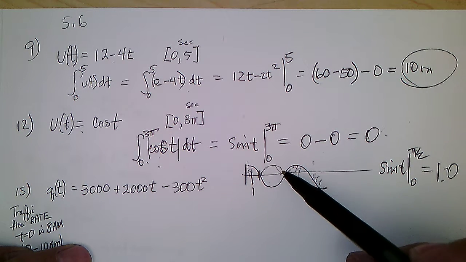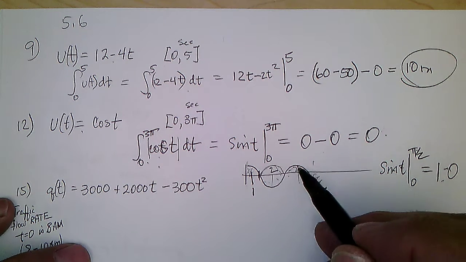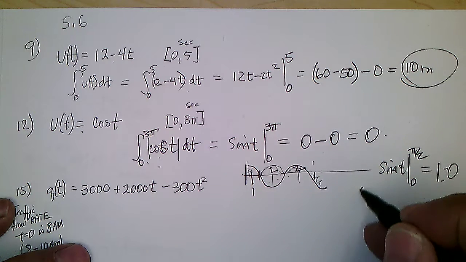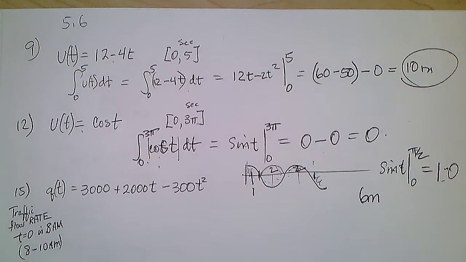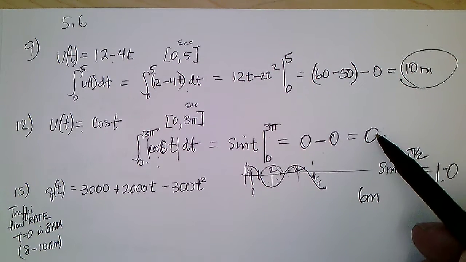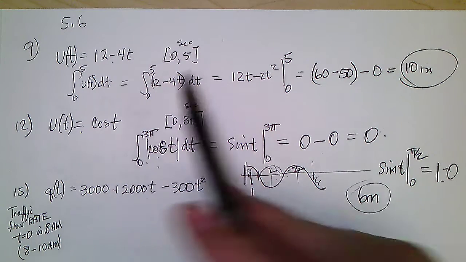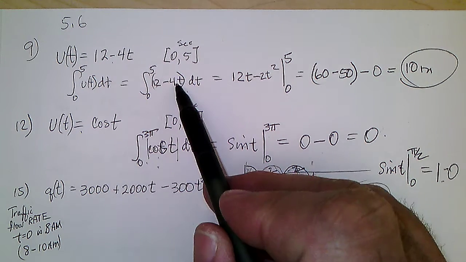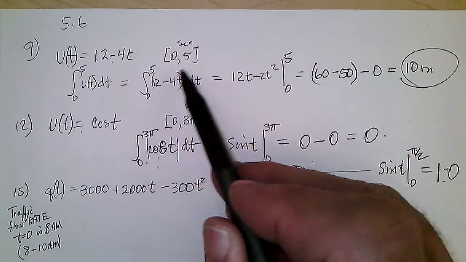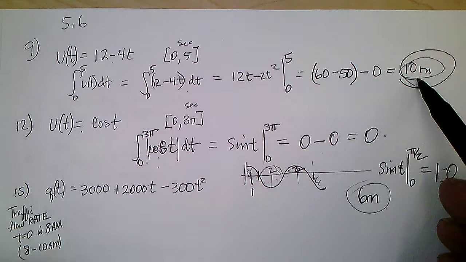And since this is identical to it, but twice as much, there'd be 2, and this would be 2, and this would be 1, so it'd go 6 meters. So that means it moved a distance of 6 meters. This means it ended up where it started. For this one, if we go at 3, this changes sign. So this one ended up 10 meters from where it started.